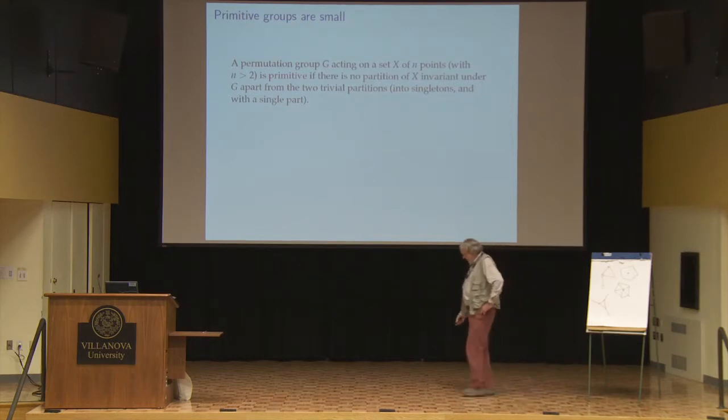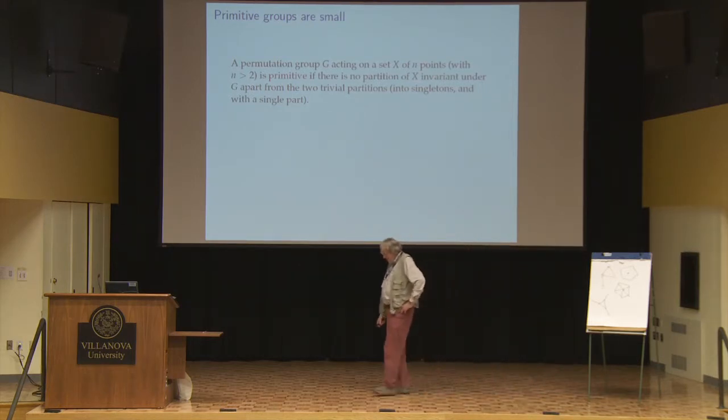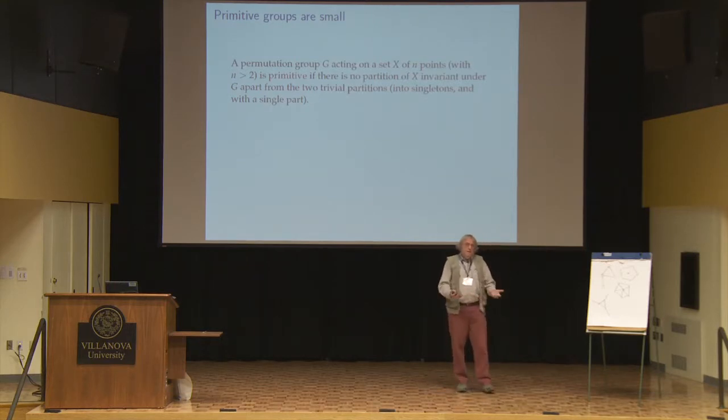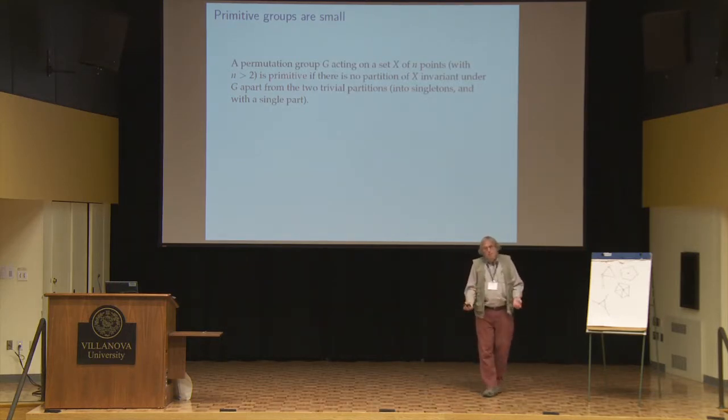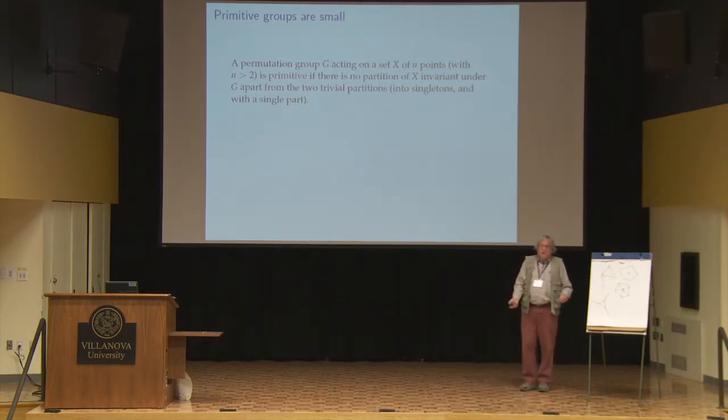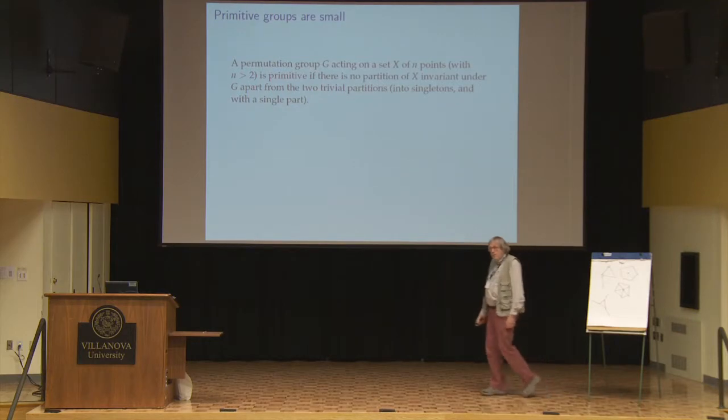So, some generalities about primitive permutation groups. A permutation group is primitive if there's no partition of the underlying set invariant under the group except for the two trivial ones that must be invariant, the partition with a single part and the partition into parts of size 1. Every group preserves those two partitions. If there are no other invariant partitions, I call the group primitive. And I say a set of more than 2 points.